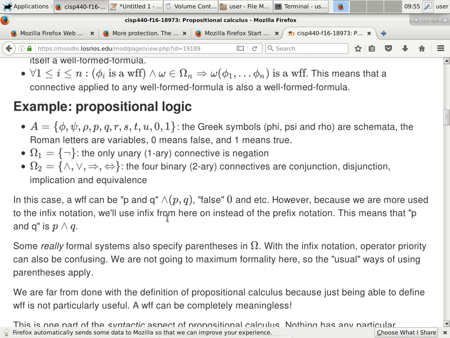So here's an example. Okay, this is a fairly typical example, where I use phi. This is phi. This is psi. This is rho, and then we have the lowercase p, q, r, s, t, u as variables, and then we have zero and one as constants. So this will be the set A or alpha, because it gives us all the basic building blocks of expressions and whatnot. We have two omegas: omega 1 being just the negation itself, and omega 2 with our conjunction, disjunction, implication, and equivalence operators. So this is a fairly typical thing.